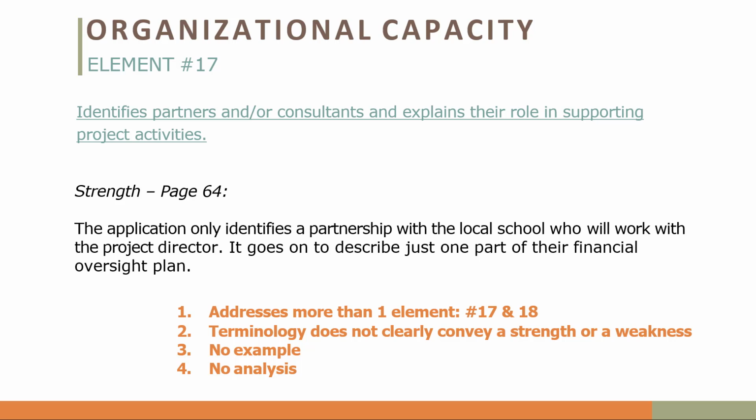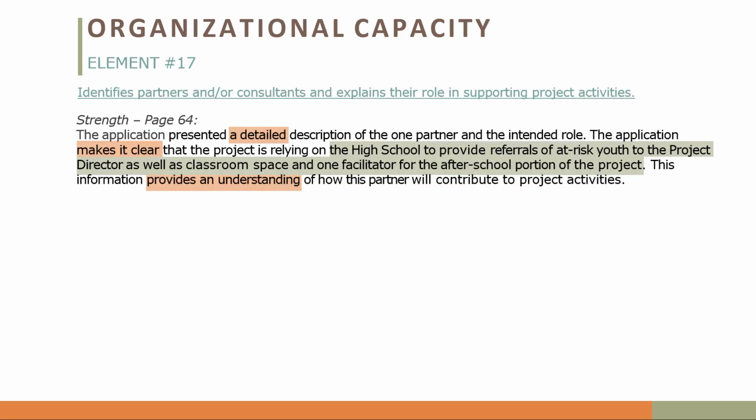There is no clear terminology or analysis to understand if these are strengths or weaknesses, and there is no example supporting either element. Instead, the panelist needs to split this into 2 separate comments. The first is for element 17, which now says, the application presented a detailed description of the one partner and the intended role. The application makes it clear that the project is relying on the high school to provide referrals of at-risk youth to the project director, as well as classroom space and one facilitator for the after-school portion of the project. This information provides an understanding of how this partner will contribute to the project activities.